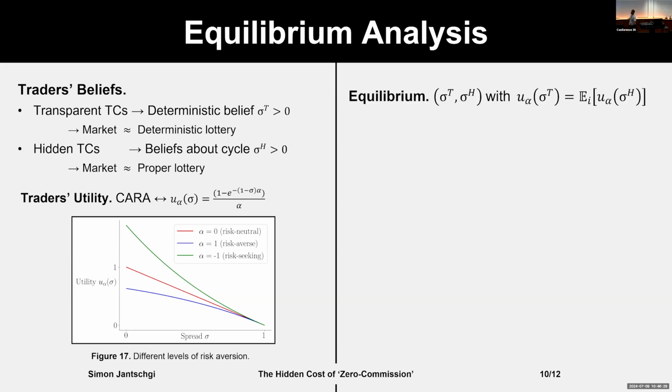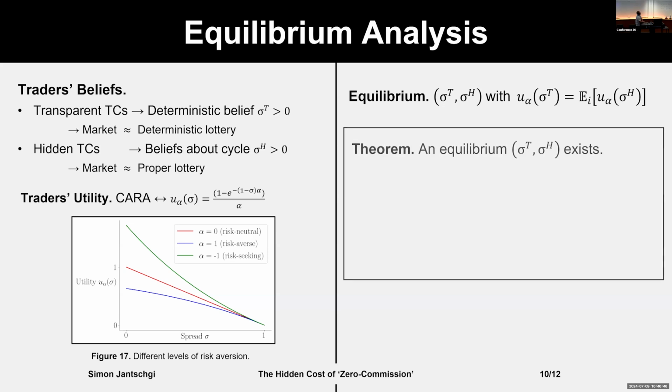The equilibrium notion that I'm going to be using is a pair of a deterministic spread and beliefs about the cycle, such that in expectation they're the same. So this is the point. This is the level of transparent transaction costs that would make traders be indifferent whether to go to the traditional exchange or to the market with hidden transaction costs. Now, the theorem is that such an equilibrium exists.